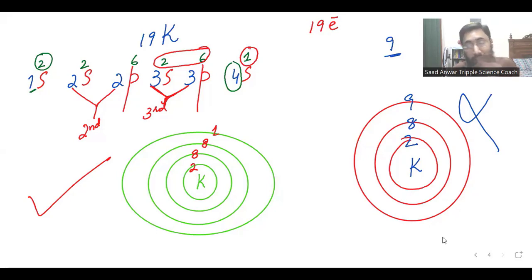If I directly put electrons for potassium, and if I am not an expert, then I can commit a mistake like this. But if I am an expert, then it's okay.